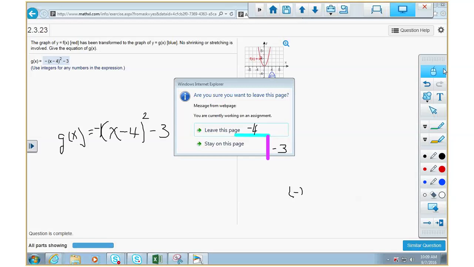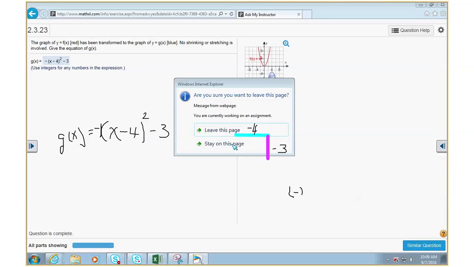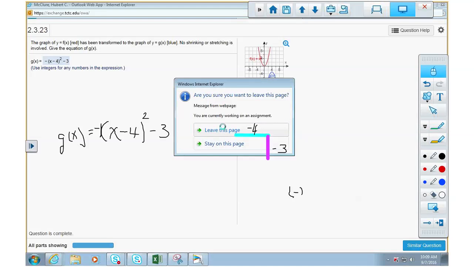I can't get this to work. What the heck is the matter with this? Yeah, you've got to leave the page. Well, it's not working. Bushy's fault. There we go.